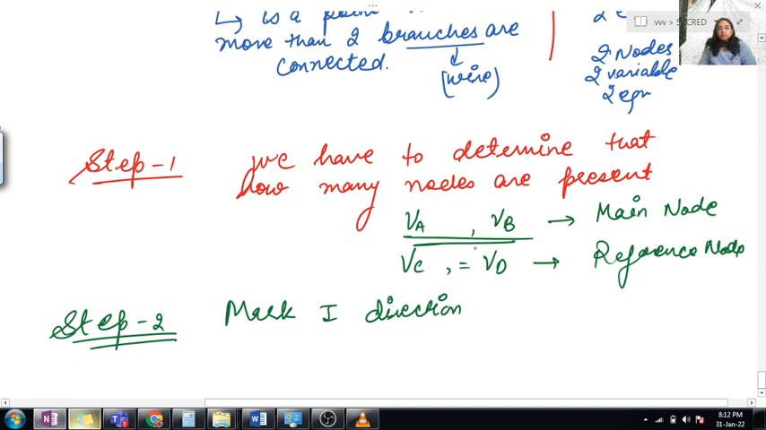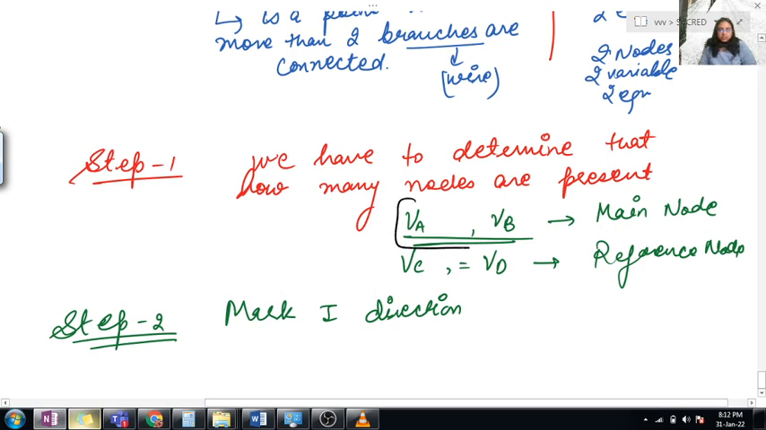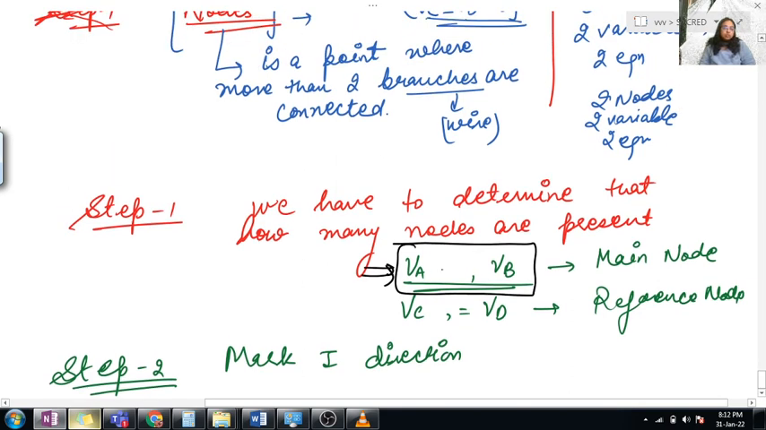Step number 1 was we have to determine how many nodes are present. As I told you, there are 2 nodes present. Basically we always consider the main node, we don't consider the reference node. So there are 2 nodes present, meaning 2 variables: one variable is VA and another variable is VP. We don't consider the reference node.